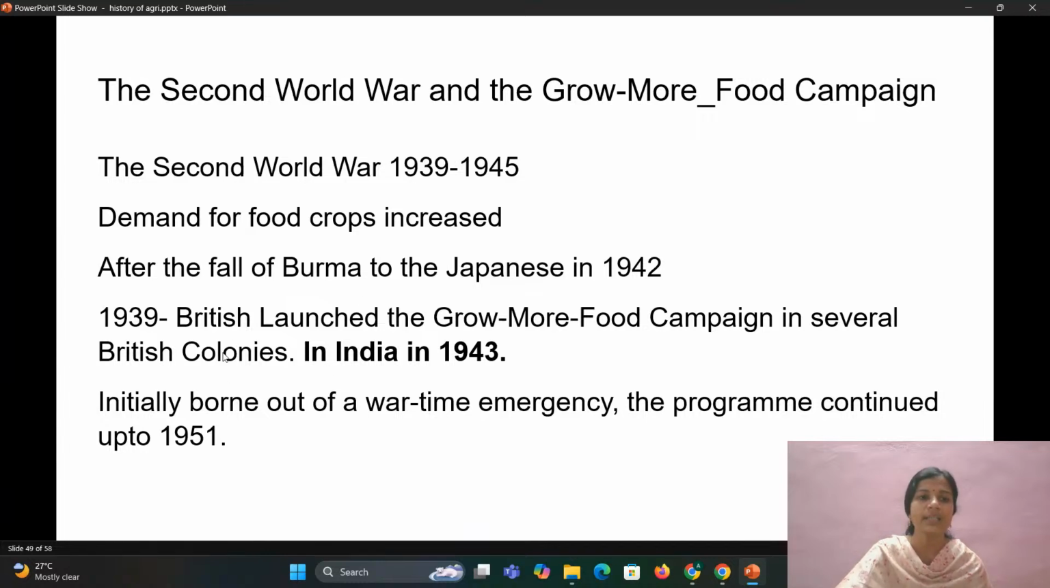And in India, this particular campaign was started in the year 1943. First, it was born out as a wartime emergency in order to improve food production. But even after independence, the government continued the project in order to improve food production and attain self-sufficiency. This particular campaign or program was continued up to 1951.